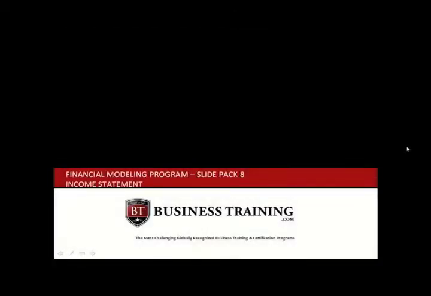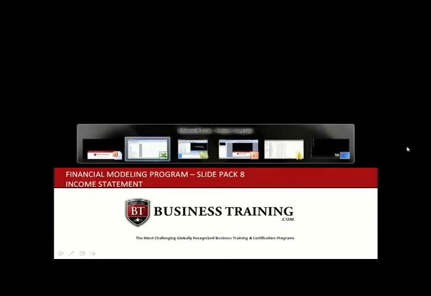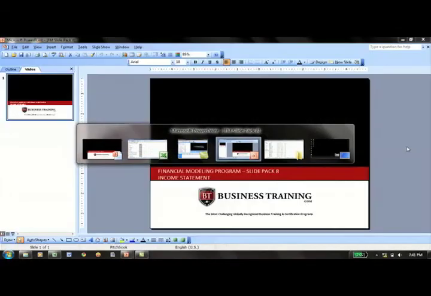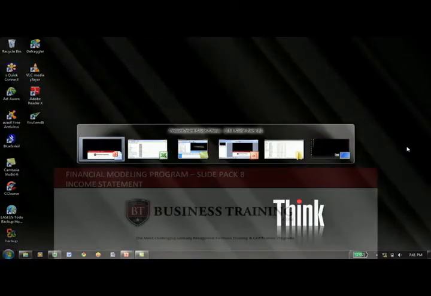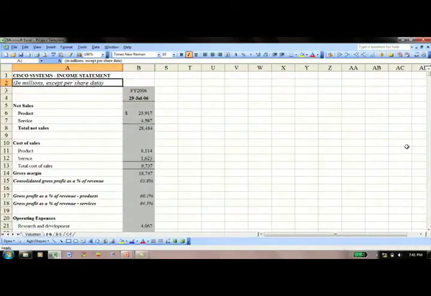And welcome to slide pack 8 of the financial modeling program, where we will be talking about the income statement. What I will do here is dive straight into the income statement, and that's what we will go through. What we have here is the income statement for Cisco Systems, which is part of the course project.